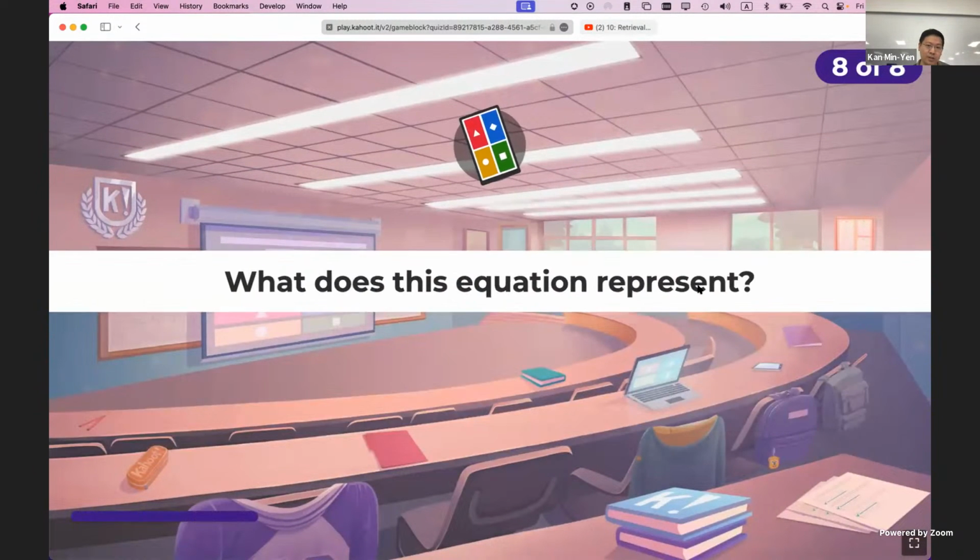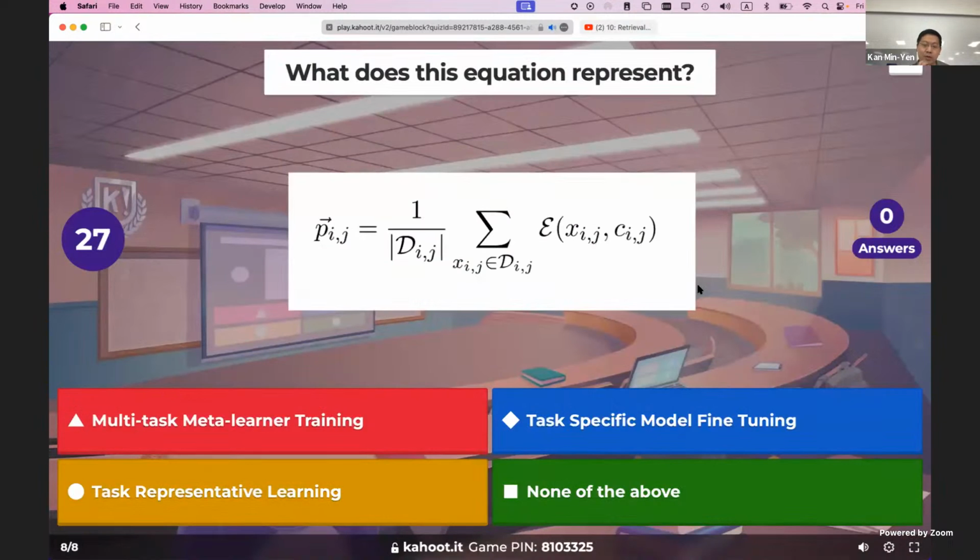So this is for double points. So if you are behind, you can come back with this. So this equation was presented by the meta learning presenter. I think 1 divided by D is basically the average. X is the text input and C is the class.